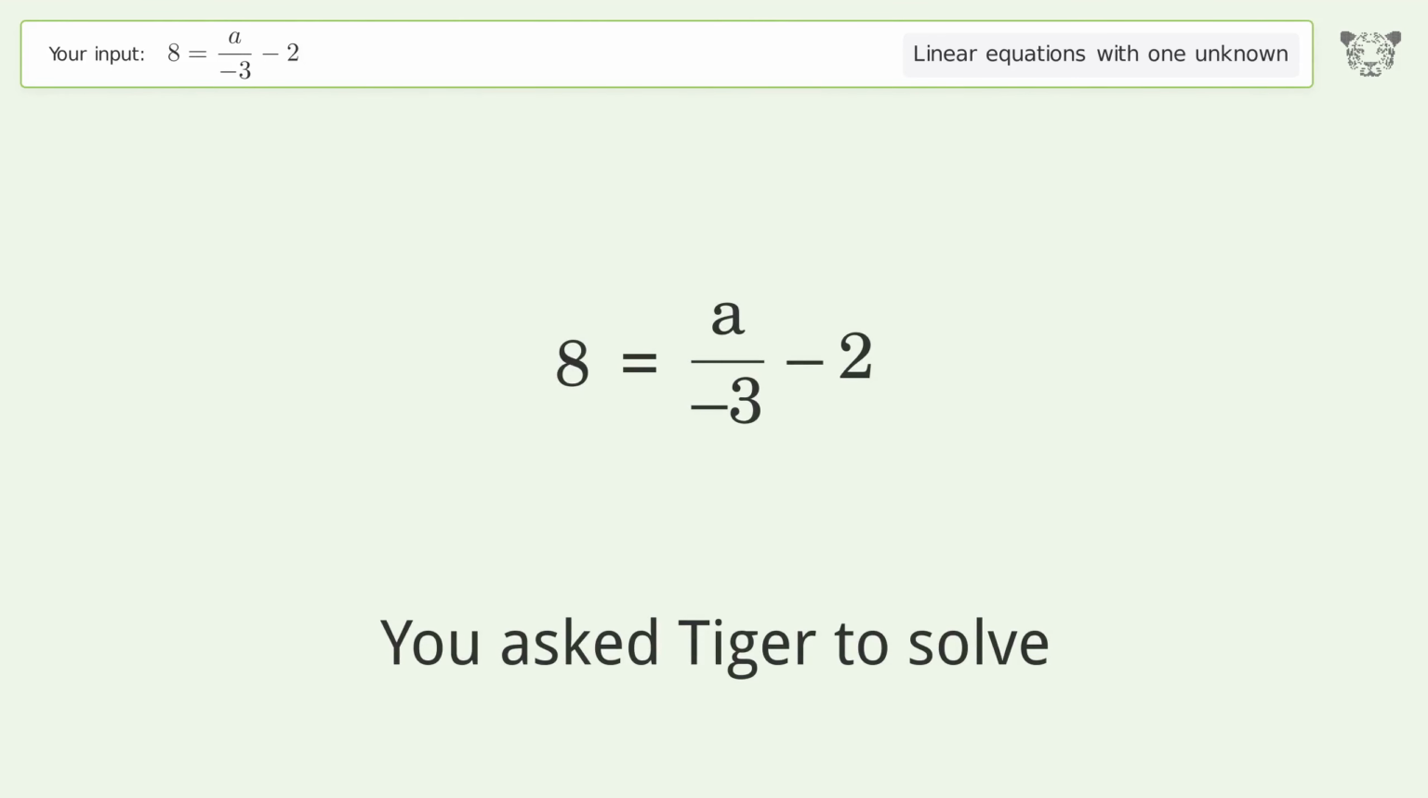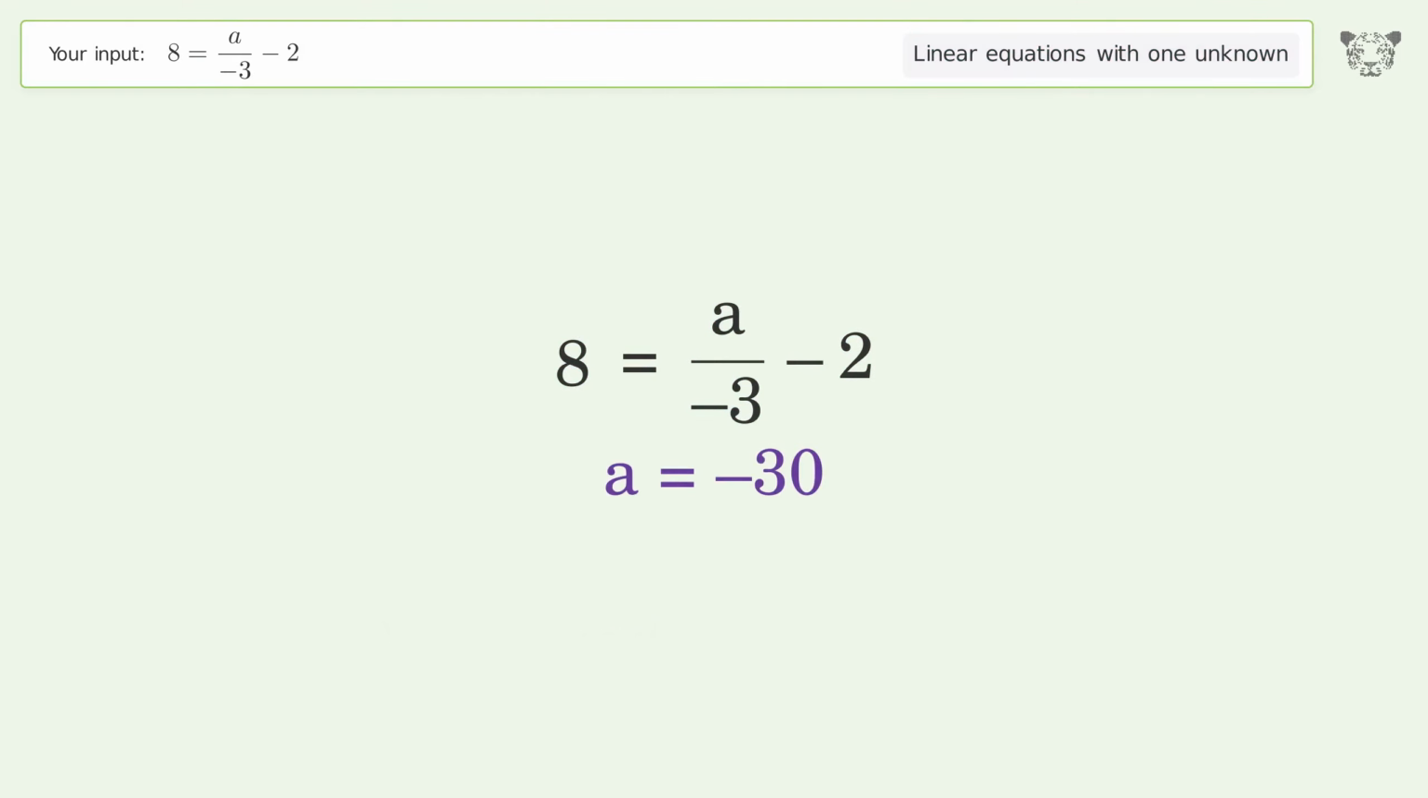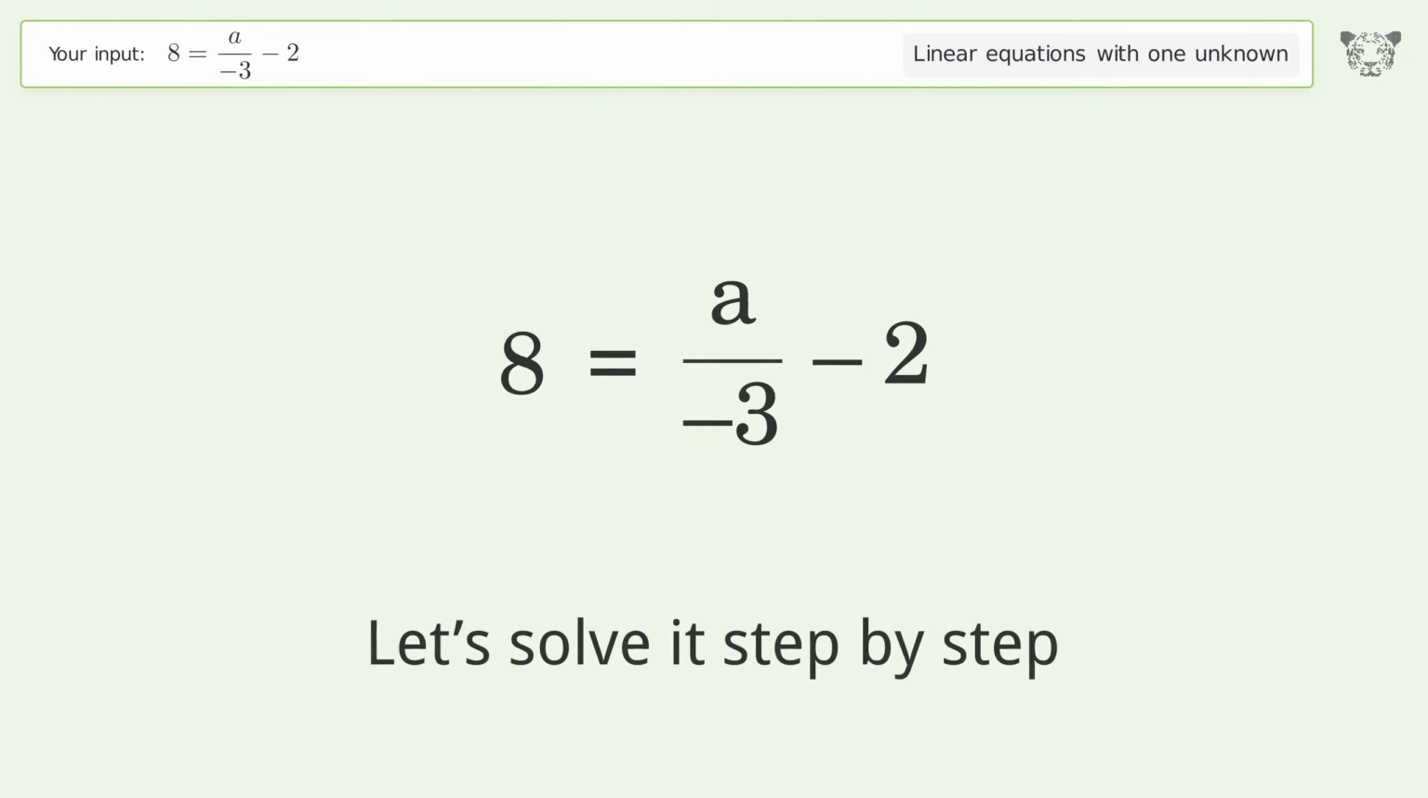You asked Tiger to solve this. It deals with linear equations with one unknown. The final result is a equals -30. Let's solve it step by step.